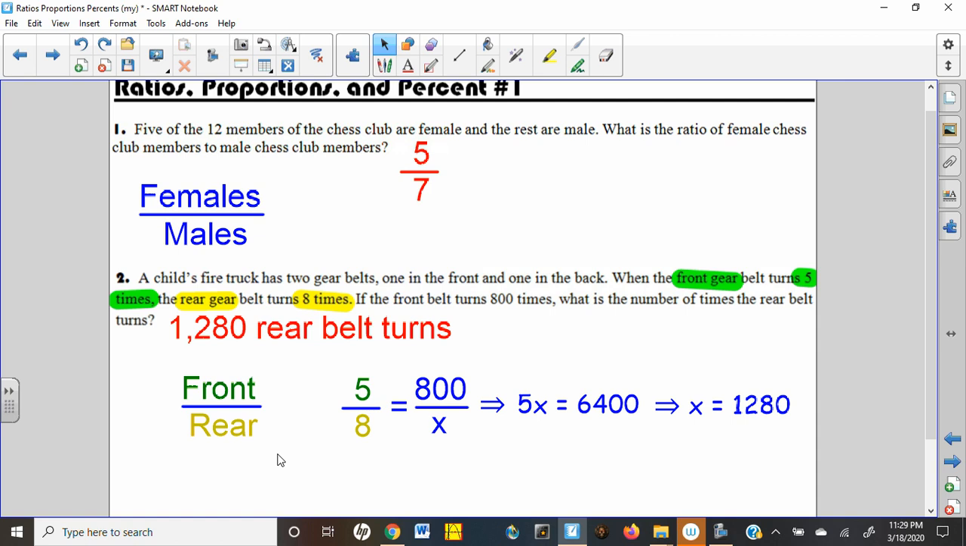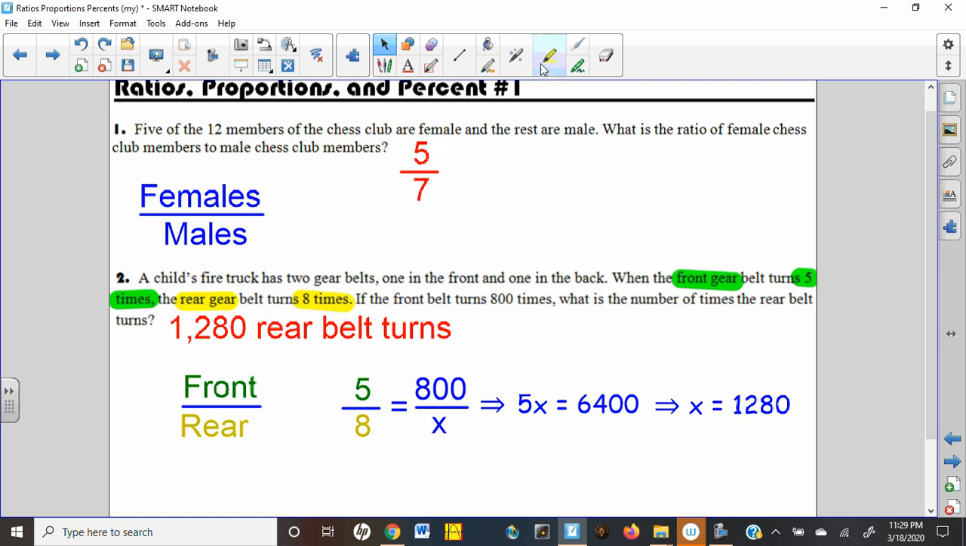Whenever you're dealing with proportions, we always want to understand what the proportions are. So if I'm dealing with a front gear and a rear gear, I'm going to call my proportion front over rear. And then I'm going to circle the important parts of my problem. 5 times on the front, 8 times on the rear. So that ratio is going to be 5 to 8.